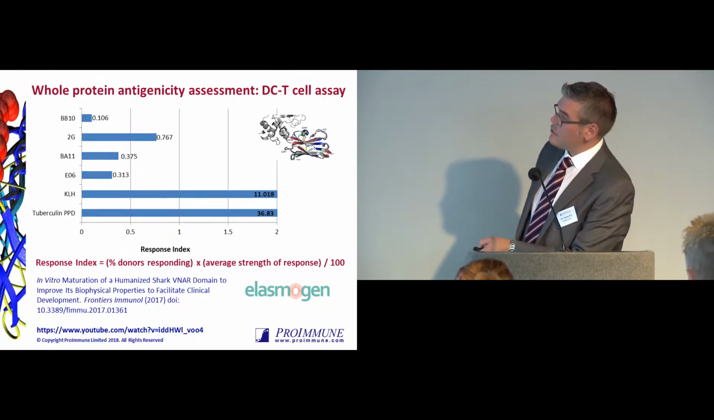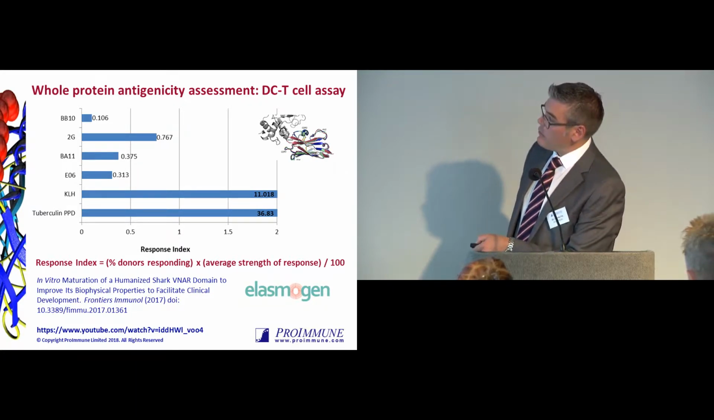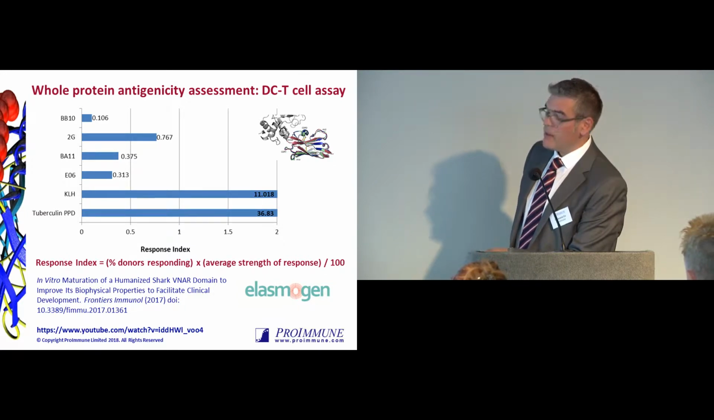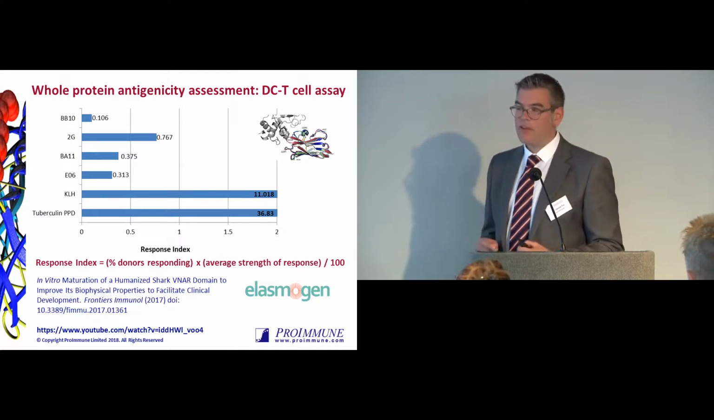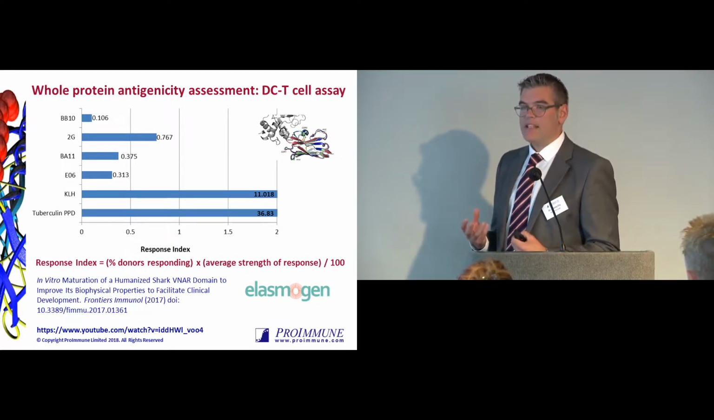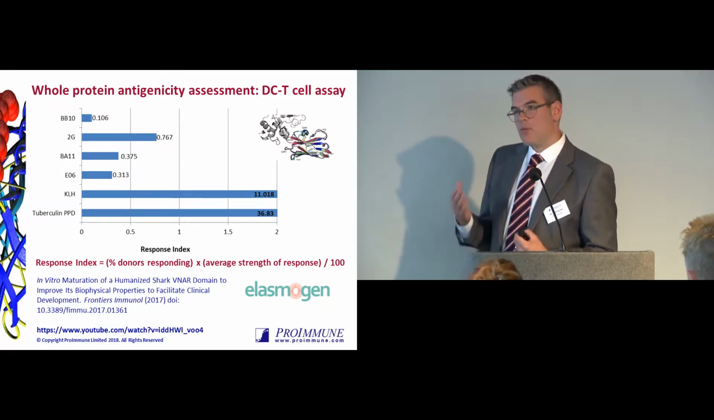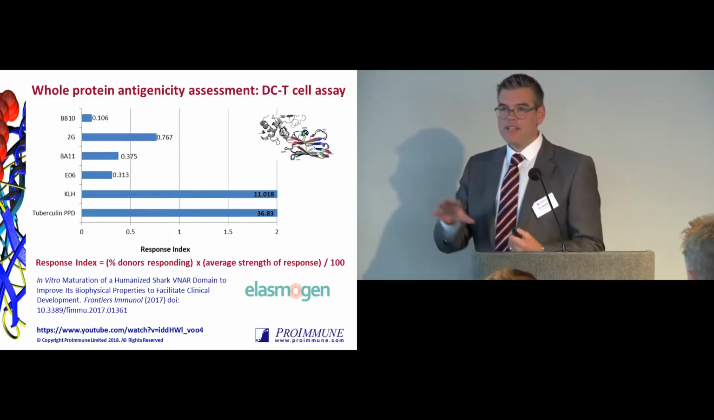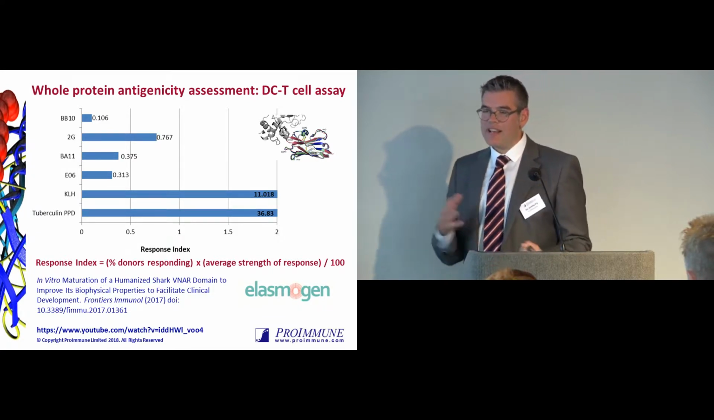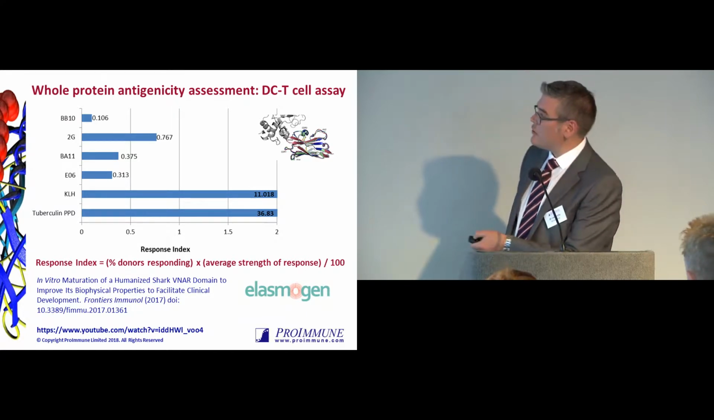So what this assay allows you to do is to rank your proteins. At ProImmune, we generate what we call a response index, which is a combination of the percentage of donors responding, but also the strength of that response. So if you have a really potent T-cell response, but that only happens in maybe a very small number of donors, that's a little bit of a different answer to if you have a medium T-cell response in all of your donors. They mean different things. So that granularity is something that is reported and you can determine.